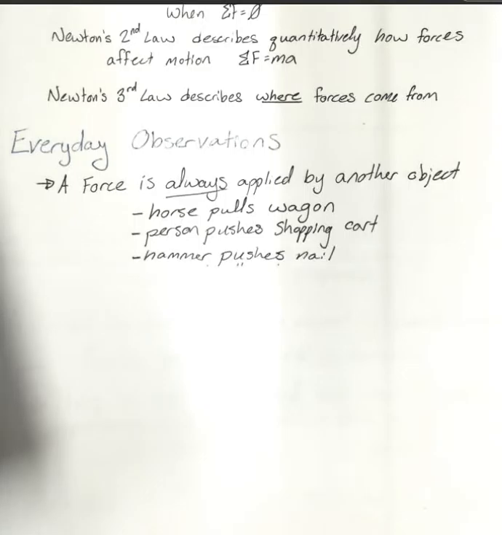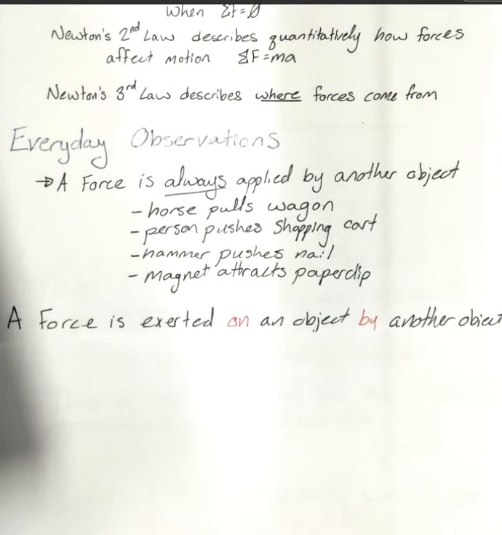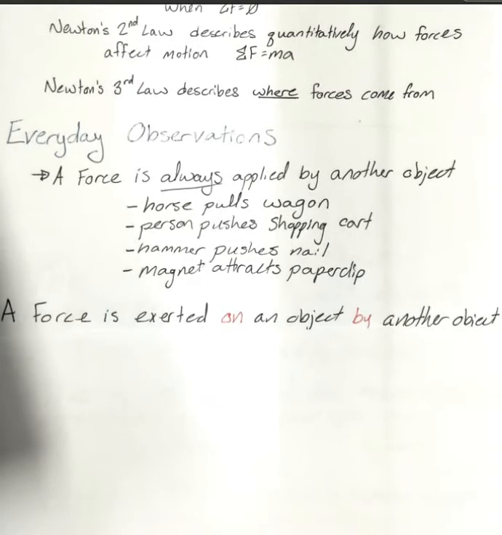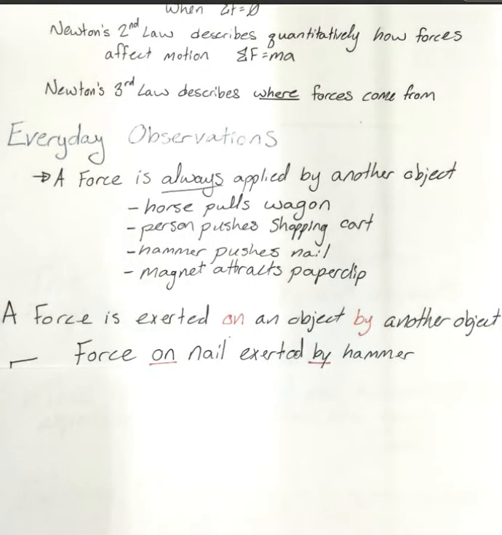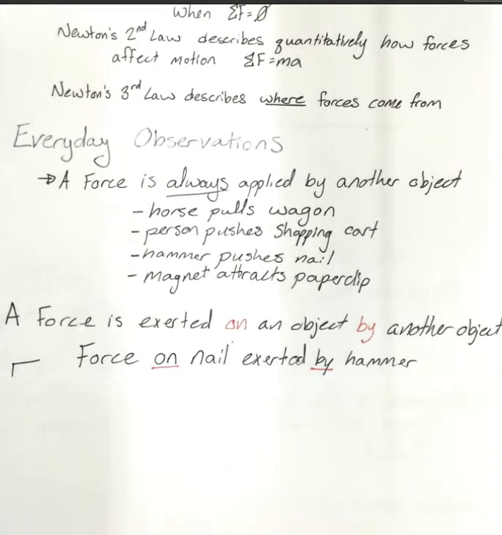A hammer pushes on a nail, and a magnet attracts a paperclip. These are two object systems where one object applies a force to the other object. And so we can come up with this general statement, which is a force is exerted on an object by another object. And so far, this should feel pretty okie dokie. So let's take the situation of the hammer and the nail. The force on the nail is exerted by the hammer.